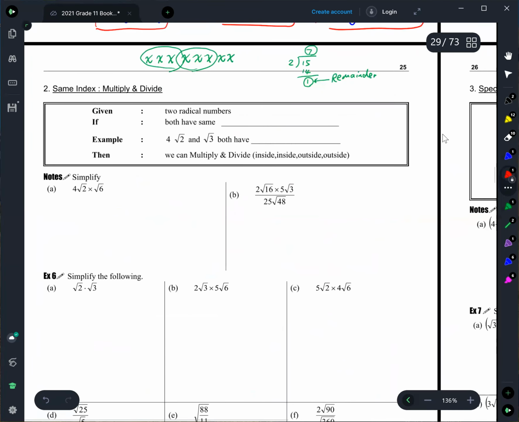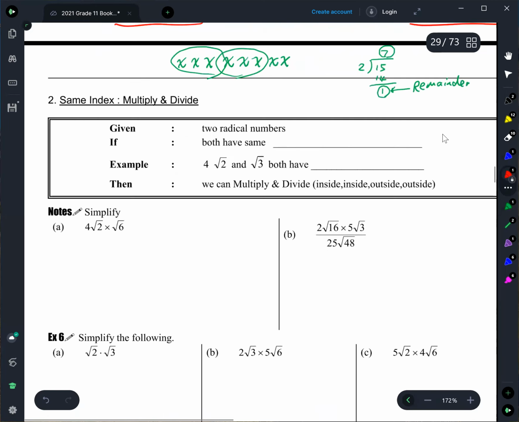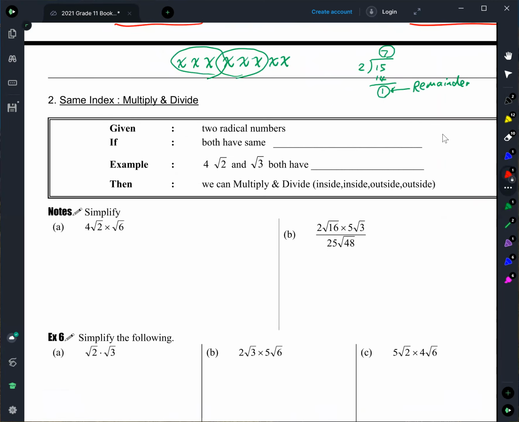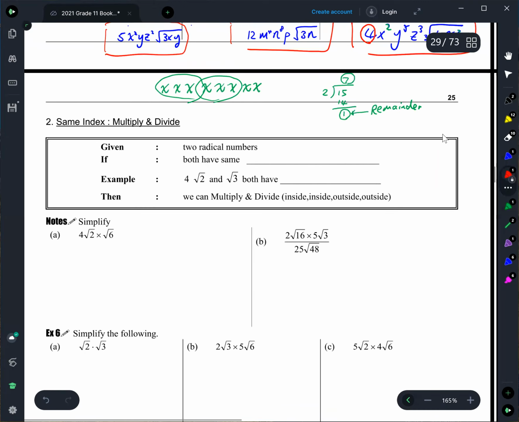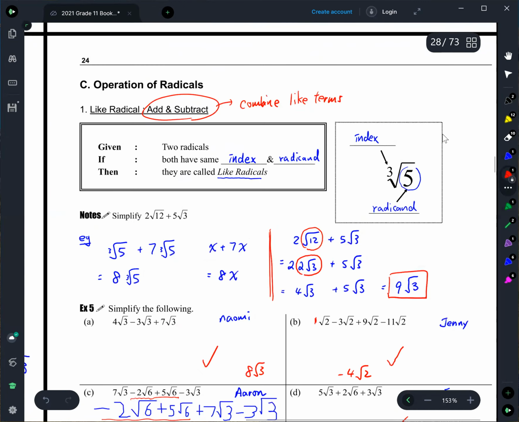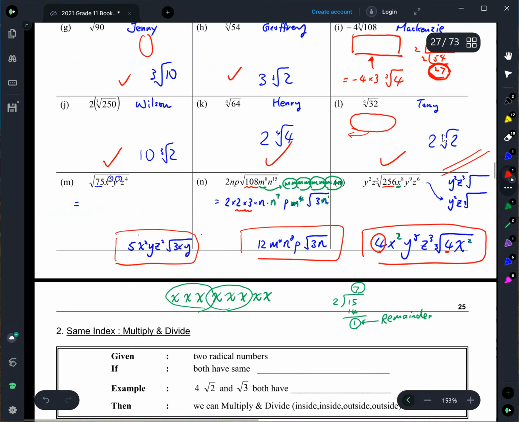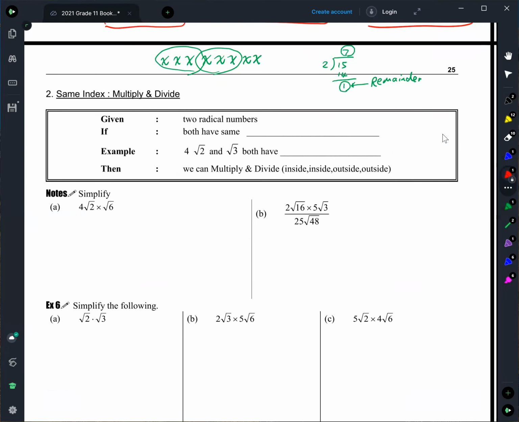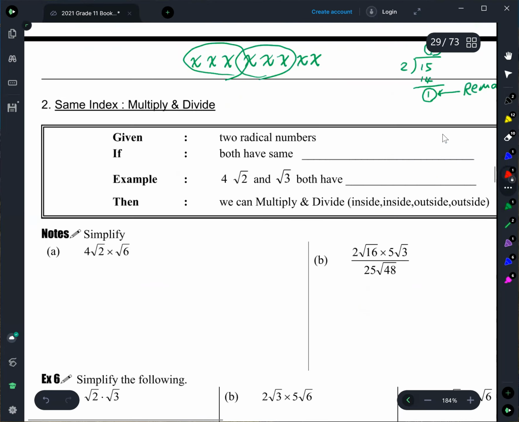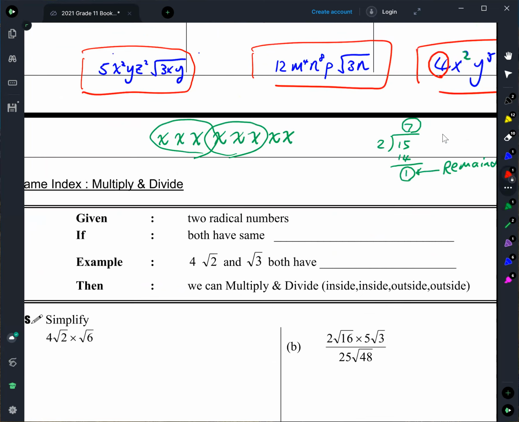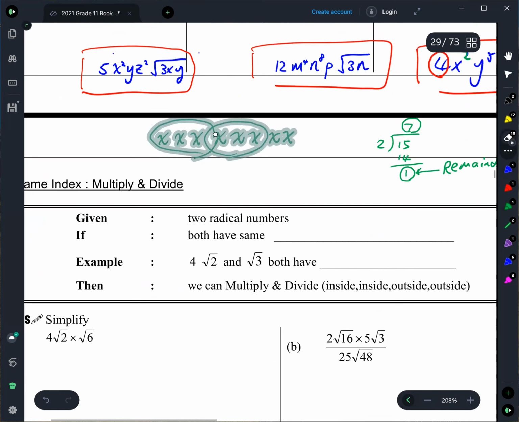Next page is for multiplying and dividing. For multiplying and dividing, the rule is less strict. If you want to add and subtract, you need to have the index and the radicand both be the same, to be like terms. But for multiplying, it doesn't have to be like terms. Think about when you are multiplying polynomials.